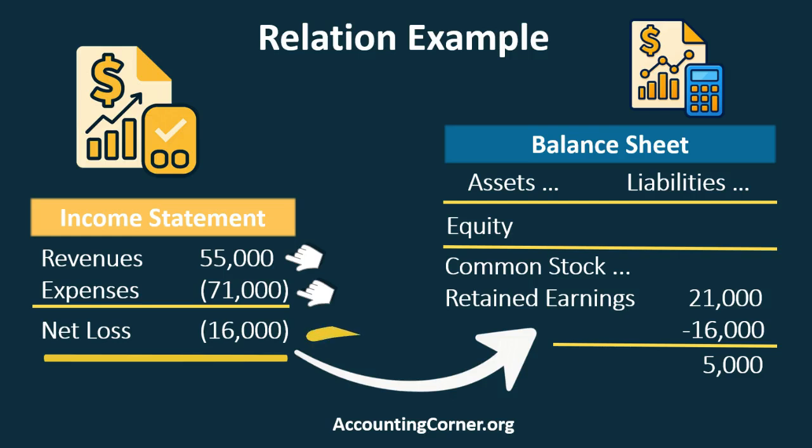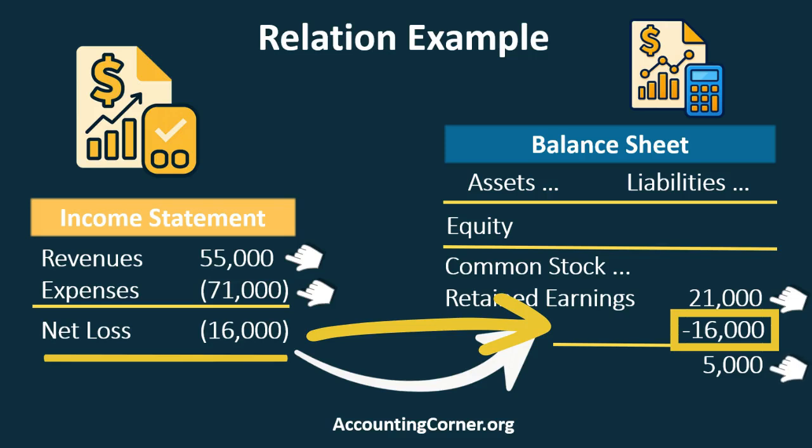This loss also flows to the balance sheet, but this time it reduces retained earnings. Retained earnings started at $21,000, and after subtracting the loss of $16,000, the new balance is $5,000.